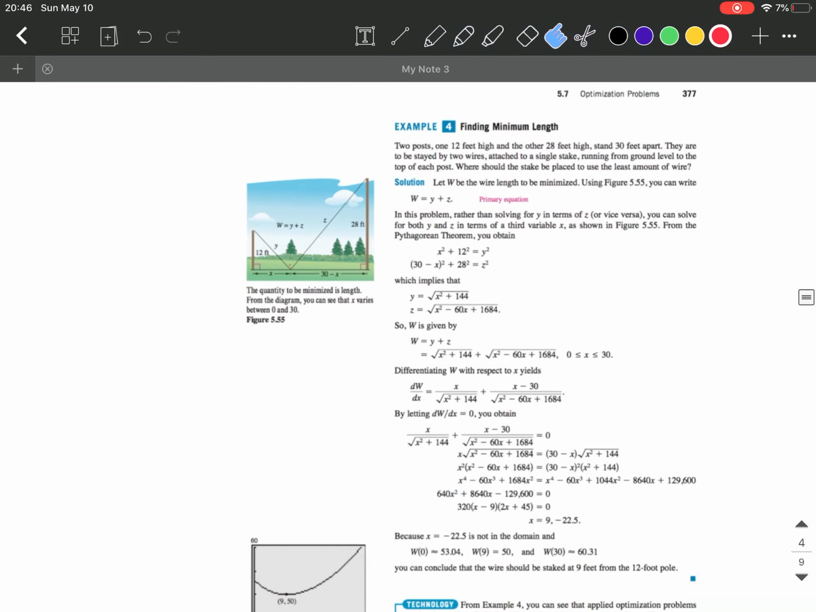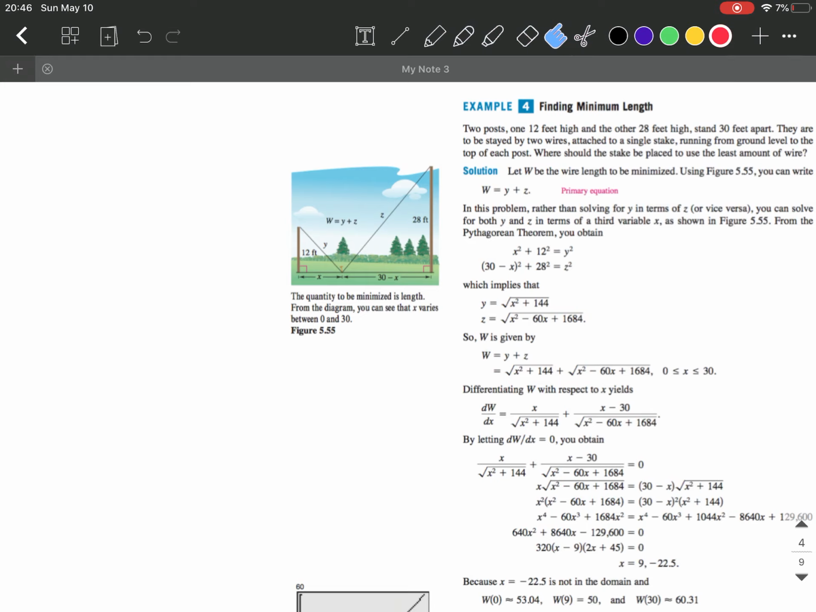Two posts, one 12 feet high and the other 28 feet high, stand 30 feet apart. They're to be stayed by 2 wires attached to a single stake, running from ground level to the top of each post. Where should the stake be placed to use the least amount of wire? So the wire is y plus z. Yes, because the wire is this one and this one. Okay.